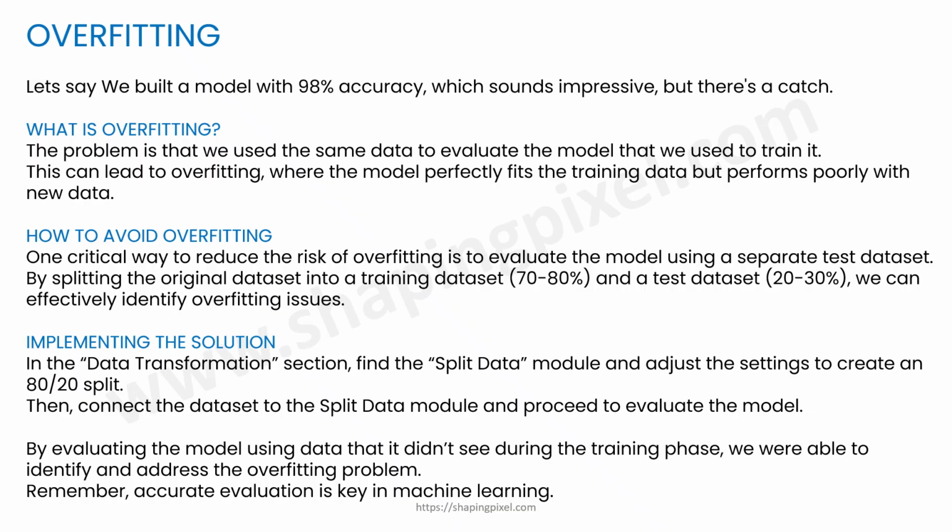In the data transformation section, find the Split Data module and adjust the settings to create an 80-20 split. Then connect the dataset to the Split Data module and proceed to evaluate the model. So by evaluating the model using data that it didn't see during the training phase, we were able to identify and address the overfitting problem. Remember, accurate evaluation is key in machine learning.